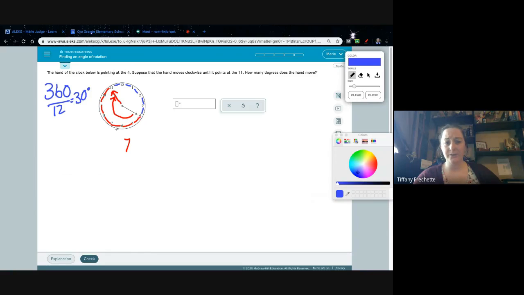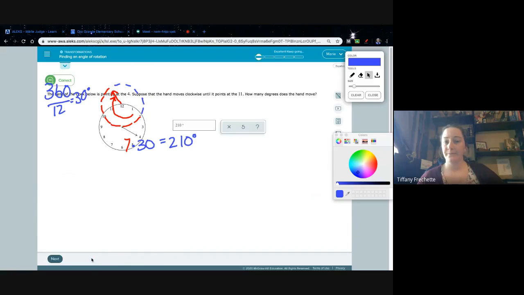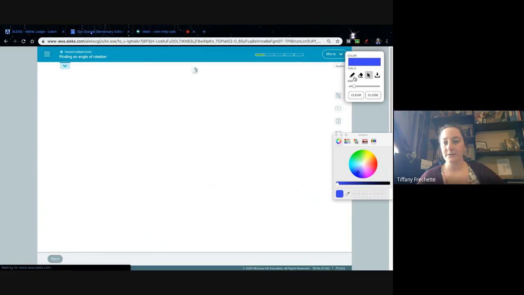All right, so we know we moved 7 of these spots, and each one of these spots is 30 degrees. So we're going to multiply by 30, and we'll get, let's see, 7 times 3 is 21, and then we put a 0 on the end. So 210 degrees. So let's go, whoops, 210, and check. We got our point. All right, clear, next.